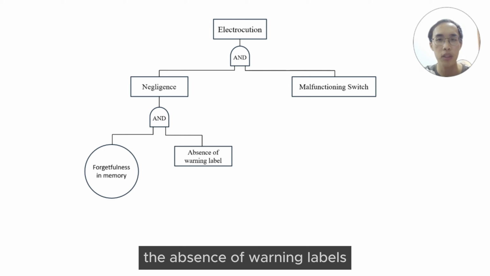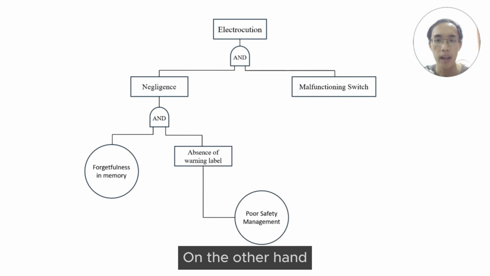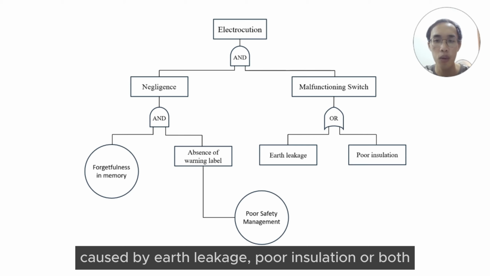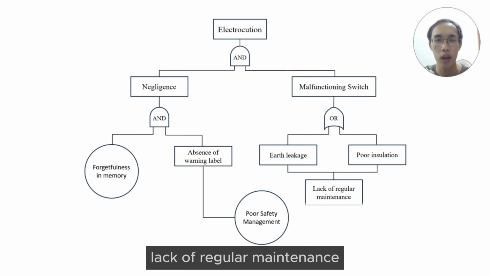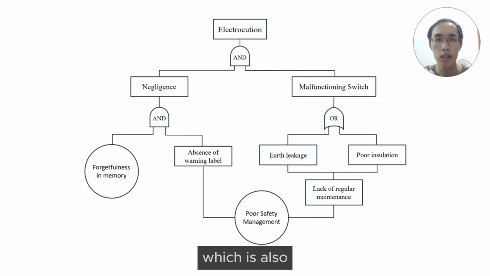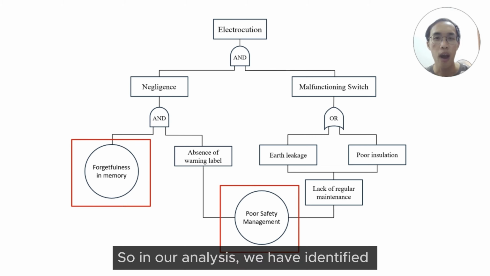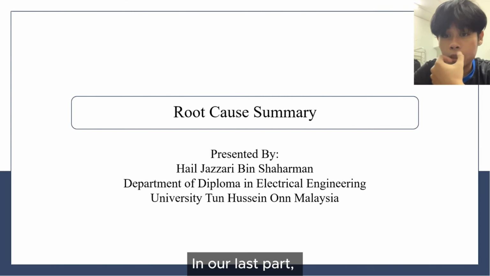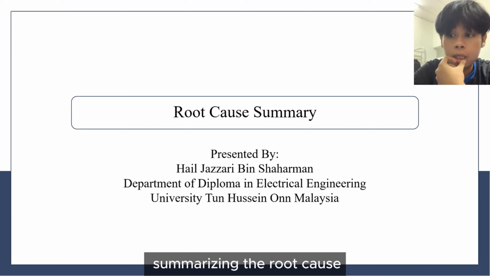This was made worse by the absence of warning labels, which is due to the basic cause of poor safety management. On the other hand, the malfunctioning switch is directly and immediately caused by earth leakage, poor insulation, or both. Both of these causes arise from the lack of regular maintenance, which is also rooted in the basic cause of poor safety management. So, in our analysis, we have identified two basic causes of these accidents, namely forgetfulness in memory and poor safety management.